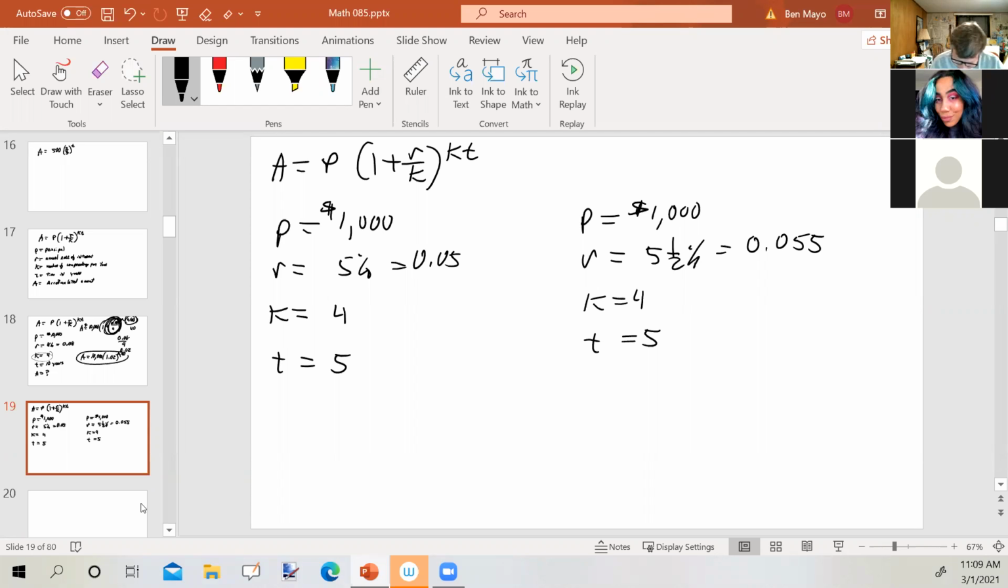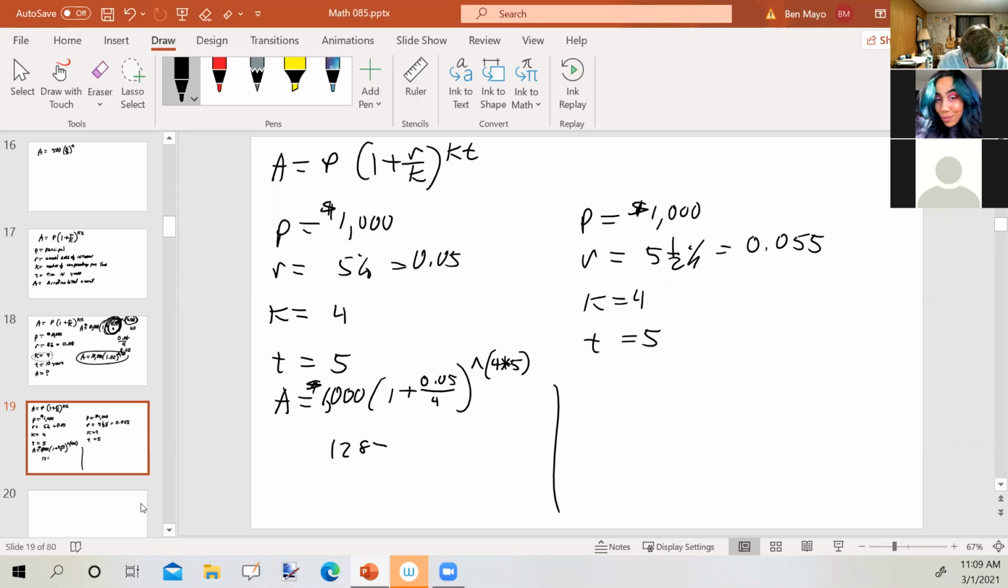All right. So first scenario, A equals 1,000 times 1 plus 0.05 over 4 raised to the 4 times 5 power. Okay, so let's see what I get. 1,000, parentheses, 1 plus 0.05 divided by 4, close it up, raised to the power, parentheses, 4 times 5. I get 1282.037, which is going to round up.